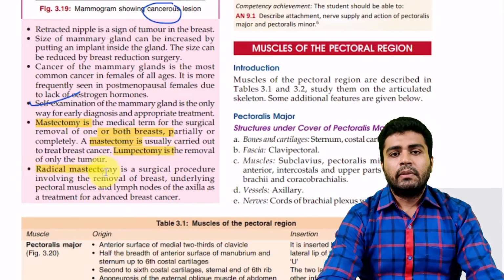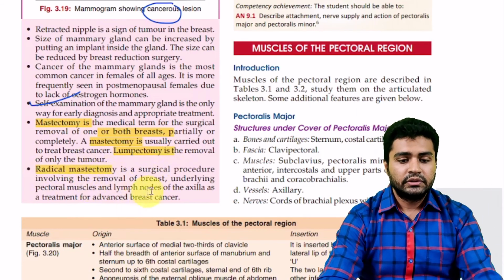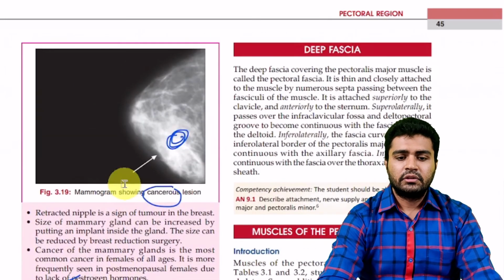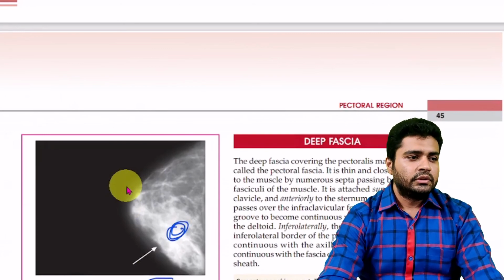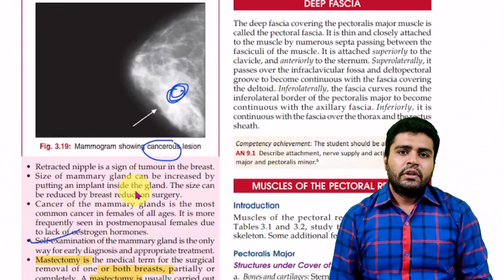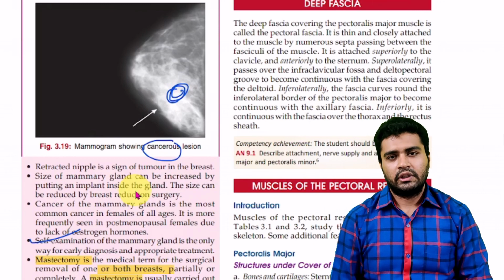Radical mastectomy, in which the breast is removed along with the lymphatics and the pectoralis major muscle, is known as radical mastectomy. After mastectomy, breast implants can mostly also be used. So that's all about the anatomy of the breast tissue and the pectoral region anatomy.